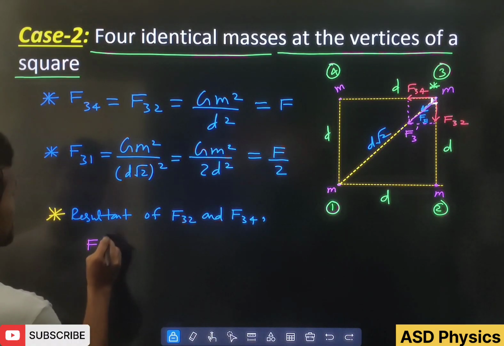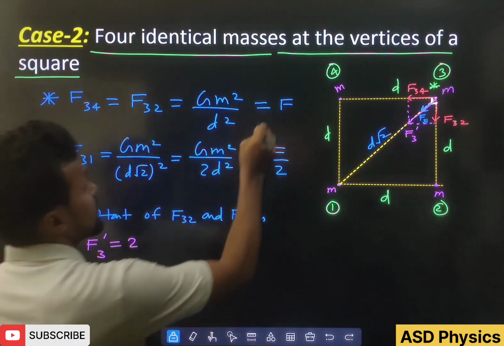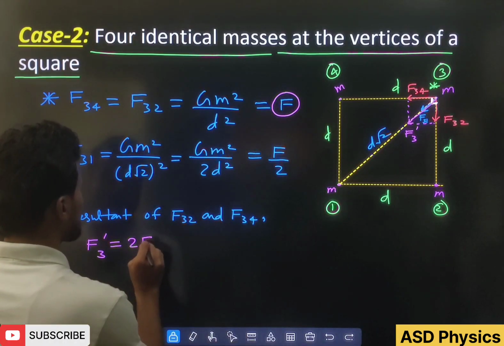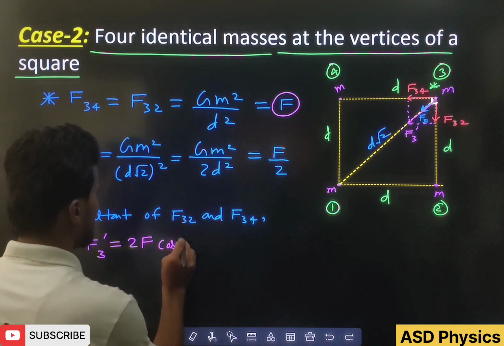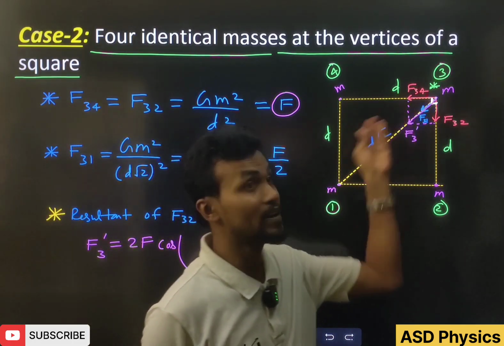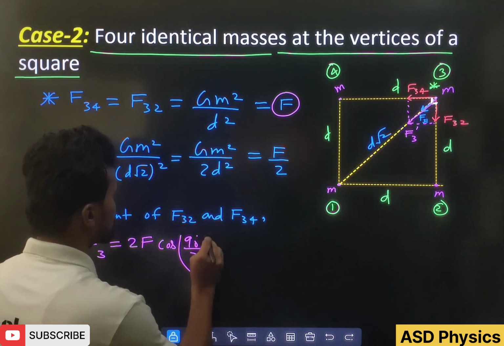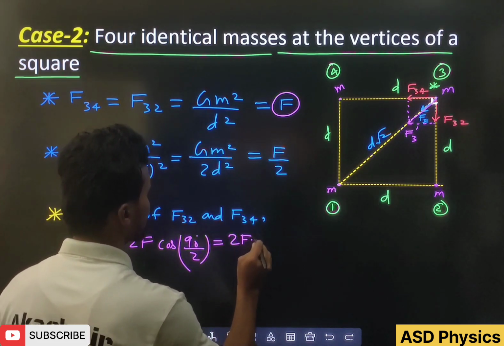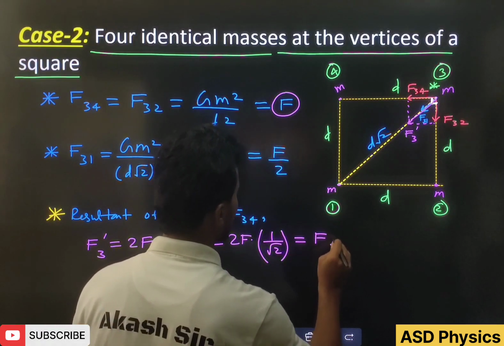So what is F3 dash? Again, we can use the same formula, 2F cos theta by 2, because magnitude-wise both are the same. But what is the value of theta here? You can see with the white color, 90 degrees. So cos 90 by 2 becomes cos 45. So we can write 2F into 1 by root 2, so this becomes F root 2.